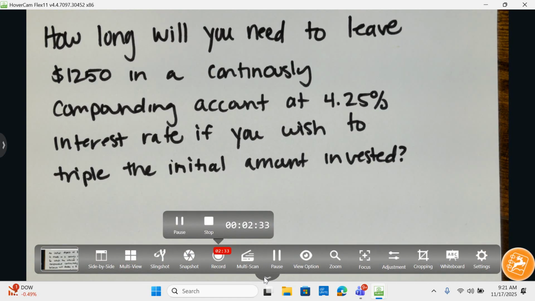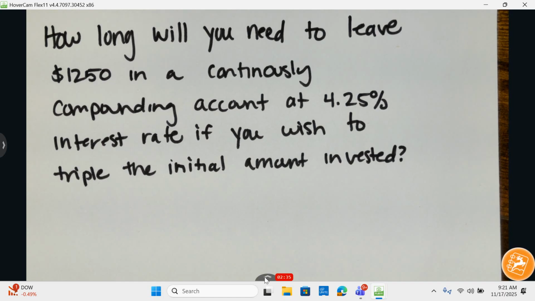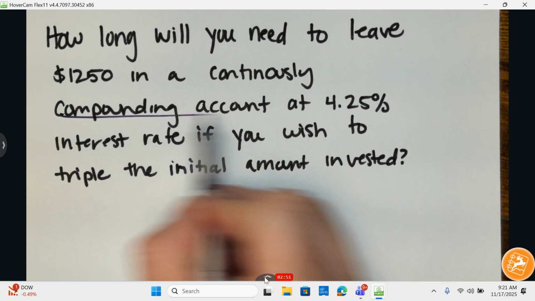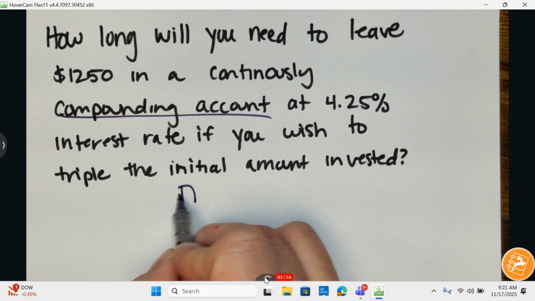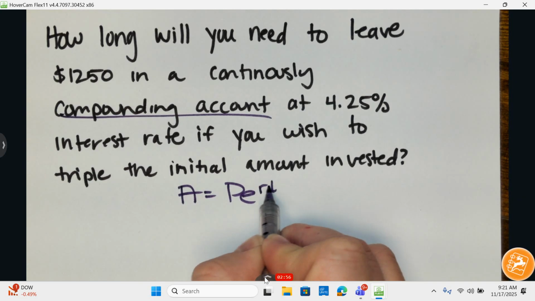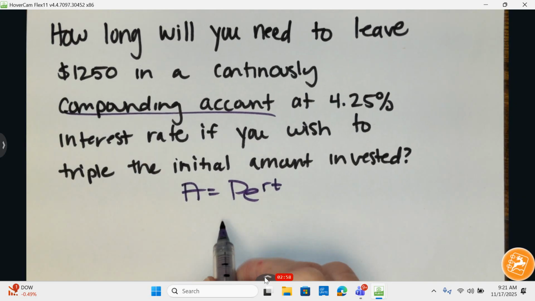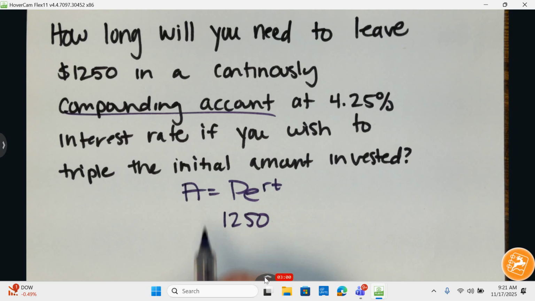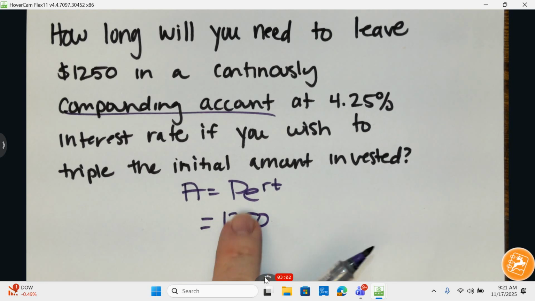This is example number 2, and it will match up with homework problem 2, but at this time, in your notes, let's do this together. How long will you need to leave $1,250 in a continuously compounding account at a 4.25% interest rate if you wish to triple the initial amount? Anytime we see continuously compounding, we are going to rely on this formula. You're going to start with 1,250. This is your initial amount.